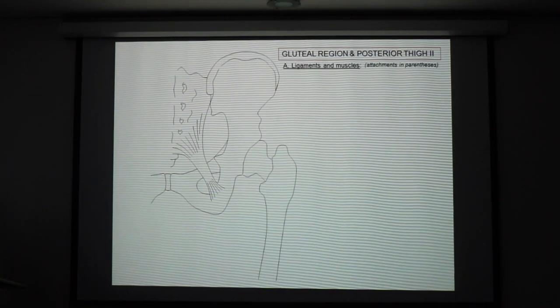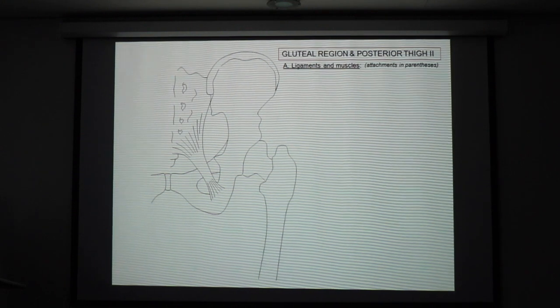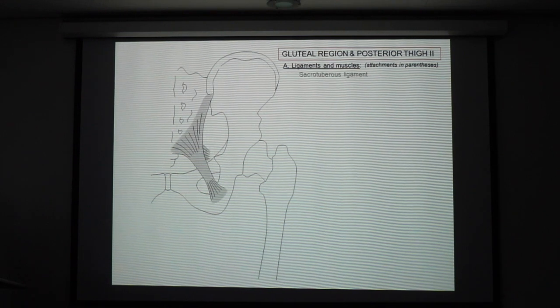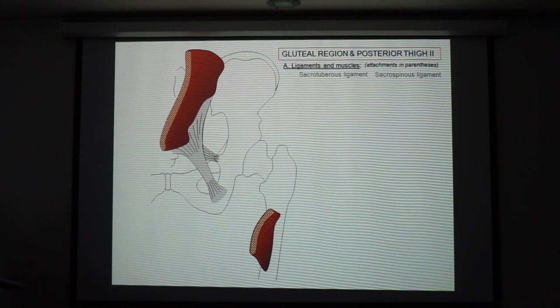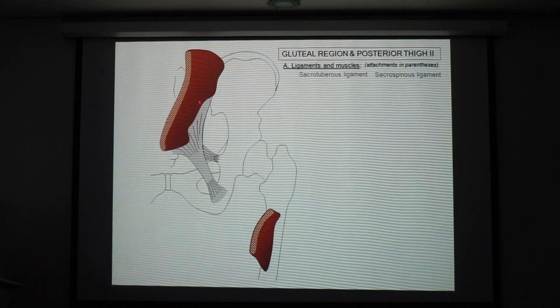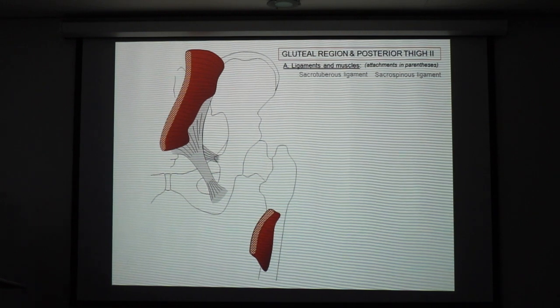Yes. So the only superficial muscle is the gluteus maximus. Now we are going to look at the muscles. So this is the sacrotuberous ligament, and then you see the sacrospinous ligament, and then we are basically showing you the cut edge of the gluteus maximus. So you can see it is arising behind the posterior gluteal line.